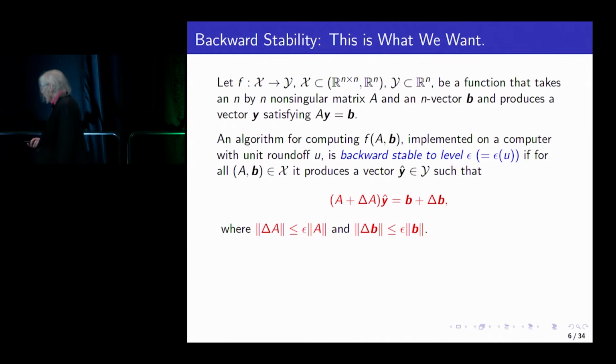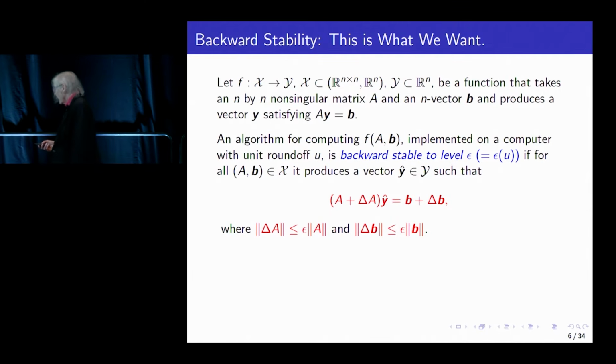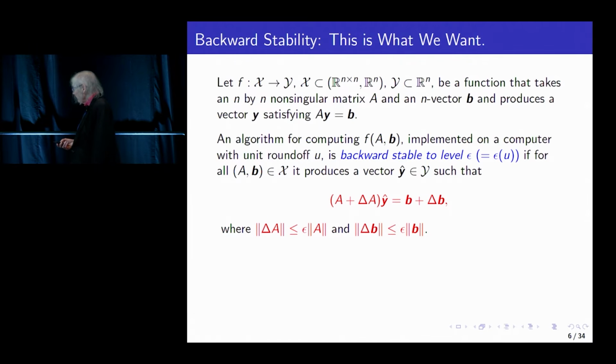An algorithm for computing f(A, b), implemented on a computer with unit round-off u, is said to be backward stable to level epsilon, and epsilon will, of course, be a function of u, if for all A, b in the input space, it produces a vector y hat such that y hat is the solution to a slightly perturbed problem: (A + delta A) y hat = b + delta b, where the norm of delta A is less than or equal to epsilon norm A, and the norm of delta b is less than or equal to epsilon norm b.